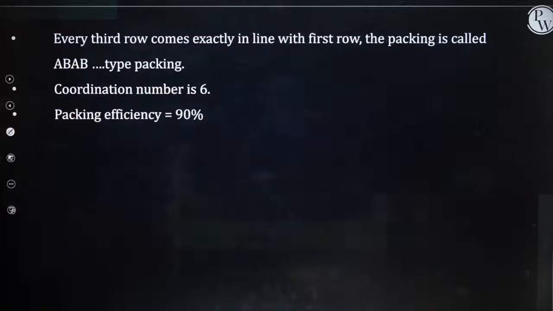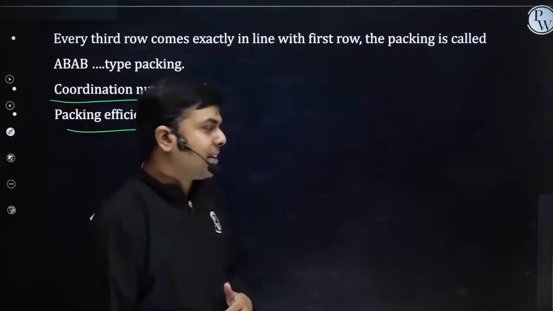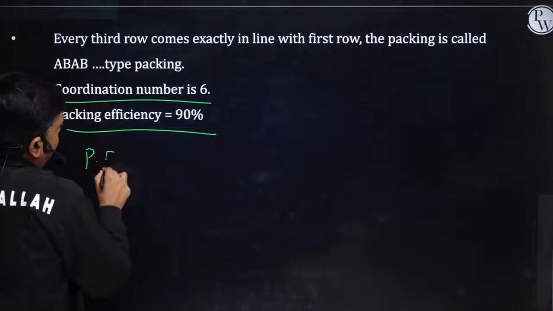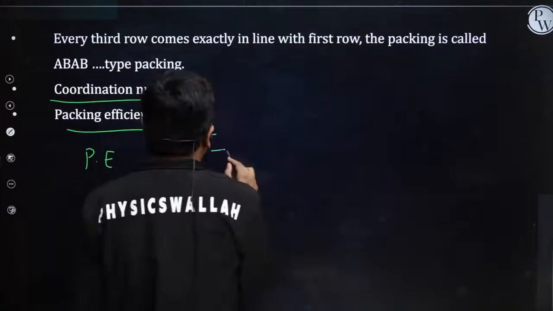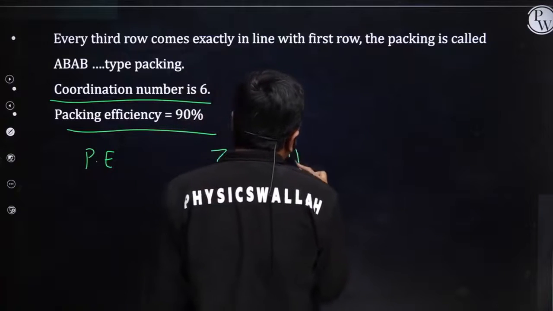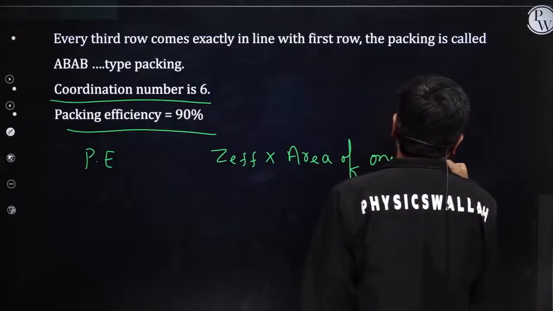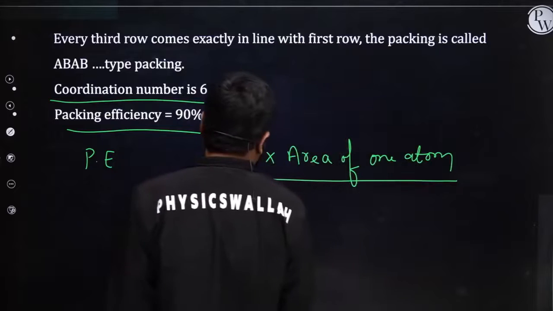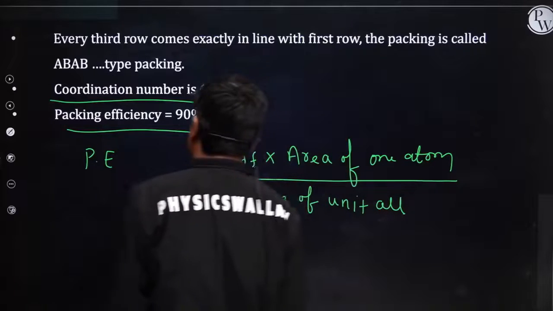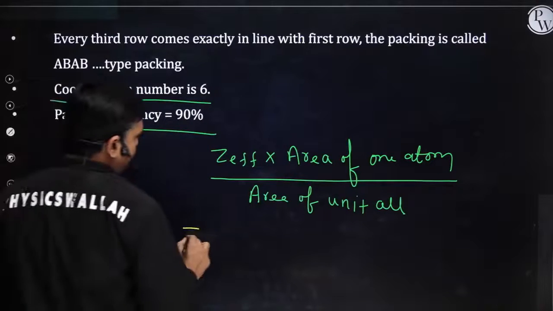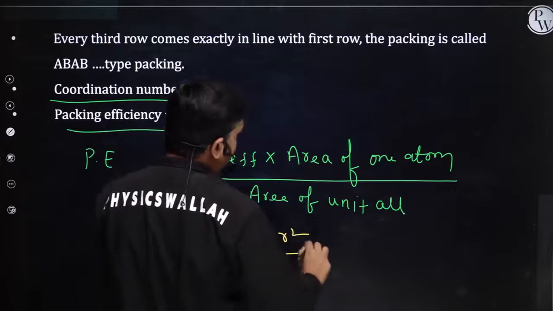Let's calculate the packing efficiency. Packing efficiency is 90%. Let's even derive it. Once again, it's in 2 dimension, so we will calculate packing efficiency in terms of area. It's Z effective into area of one atom, not unit cell, divided by area of unit cell. Now, what's Z effective, student? Z effective is 3 into area of one atom, it's pi r square, upon area of the unit cell.